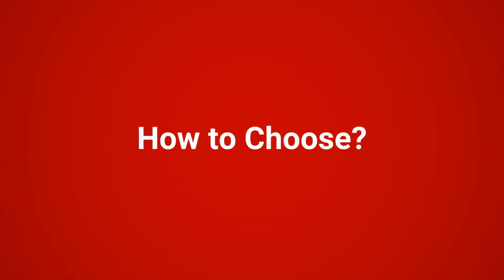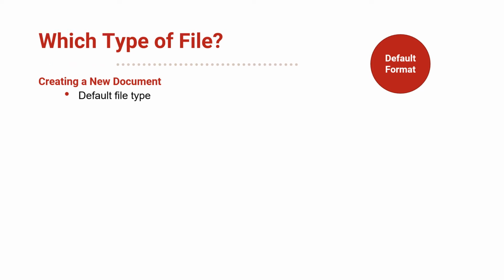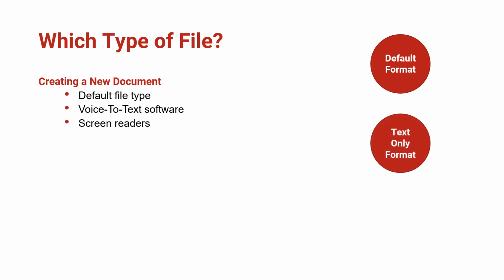So how do you choose which type of file you need for your document? Here are some tips. When creating a new document, most of the time you'll simply use whatever the default file type is for the installed version of your word processing software. The exception is if you're using accessibility software such as a voice-to-text typing software or a screen reader. In these cases, you may prefer to type up your documents in a text-only format.